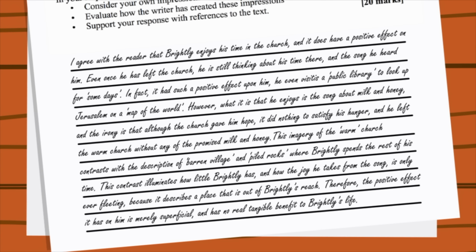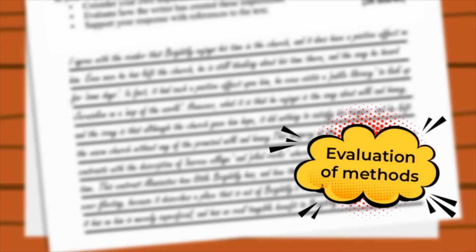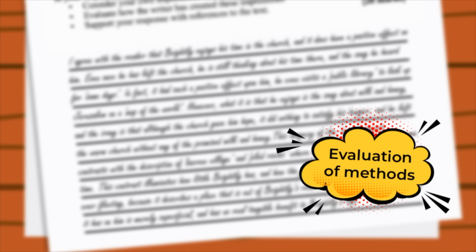Now, as you can see in this paragraph, the two evaluative skills are there. There's the evaluation of the source in relation to the statement, where the answer suggests that Brightly is indeed positive, but it's superficial and fleeting. And then there's the evaluation of the methods the writer uses, the methods of imagery, contrast, and irony.